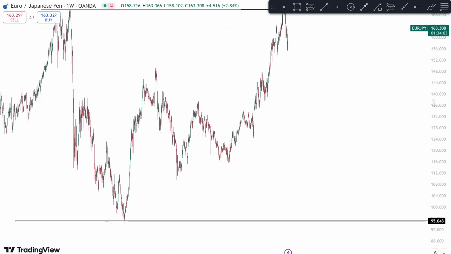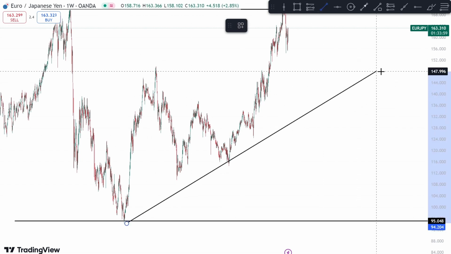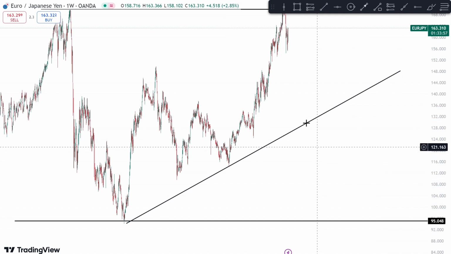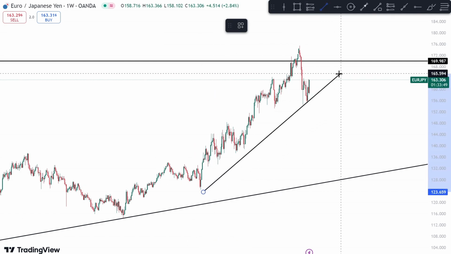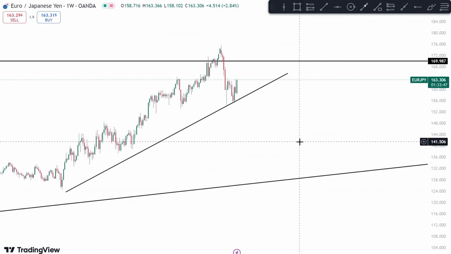And you can clearly see that from the weekly chart, price is very bullish. Price has been pushing all the way to the upside. And when we zoom right there, you can clearly see that price has been pushing to the upside.